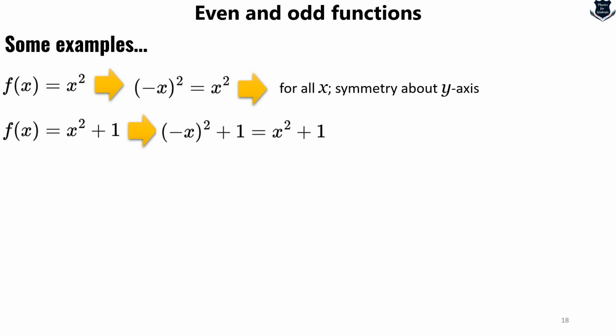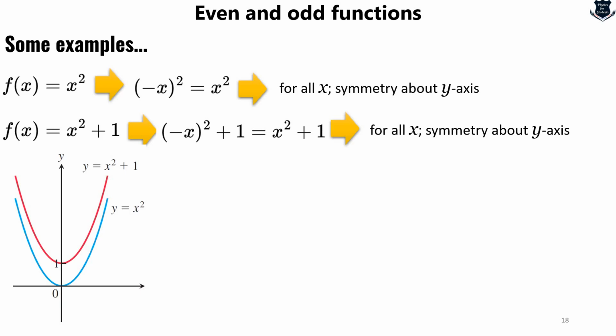Next, f of x equals x squared plus 1, an even function again, because minus x squared plus 1 equals x squared plus 1, and this is again symmetry about the y-axis. This is for all x. See this graph, this one. We will come to why we have added x squared plus 1 later.